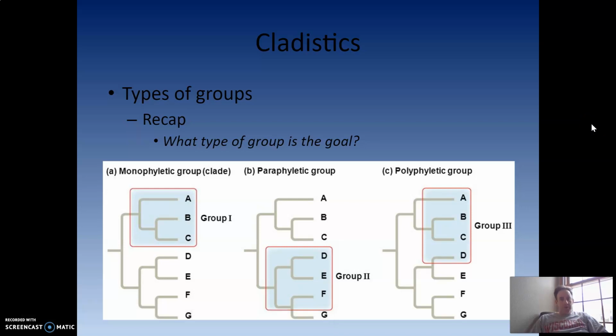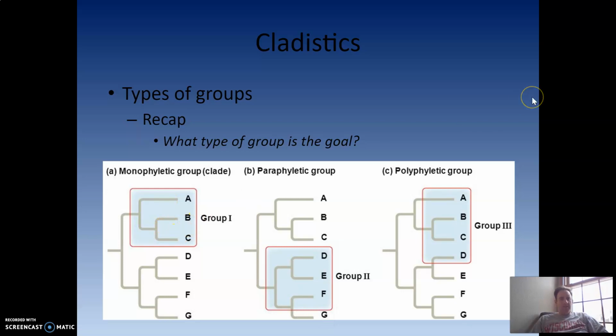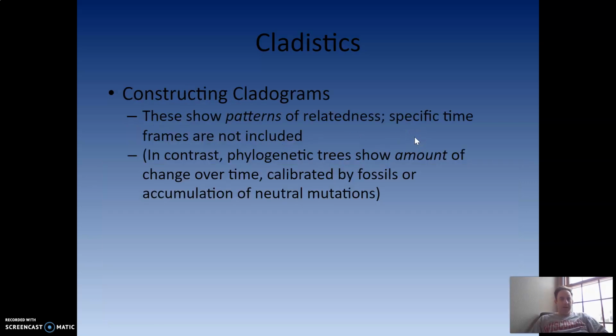Okay, so our goal is to have monophyletic groups. So the goal is to try and figure out who's related to whom, who are the ancestors, and how does this all work. So how do we go about actually doing that? How do we decide where the branch points should go and whatnot? That's what's next. So we build what's called a cladogram.